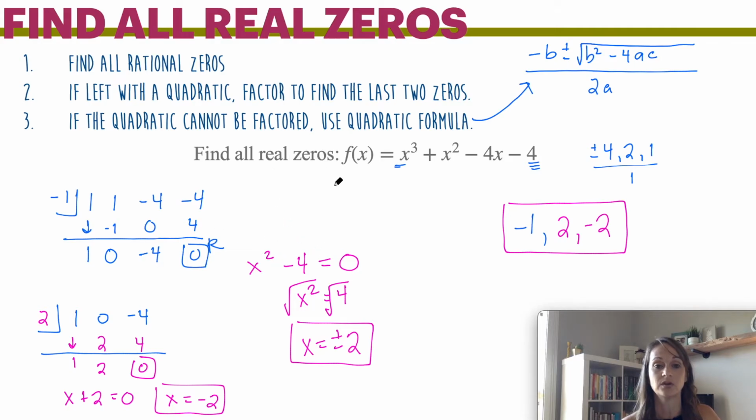x squared minus 4 factors into x minus 2, x plus 2, which again gives us x equals 2, x equals negative 2, which again is how we got the plus or minus 2. Any of those ways will work.